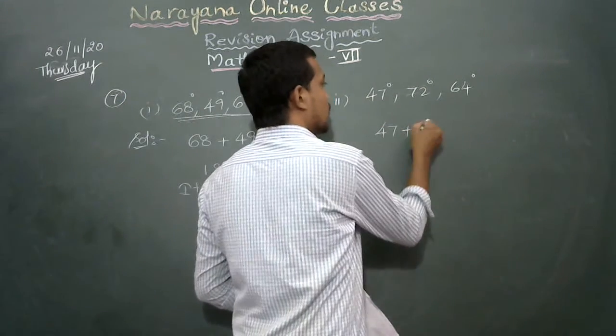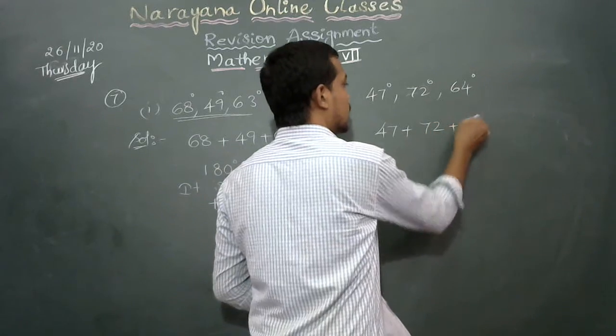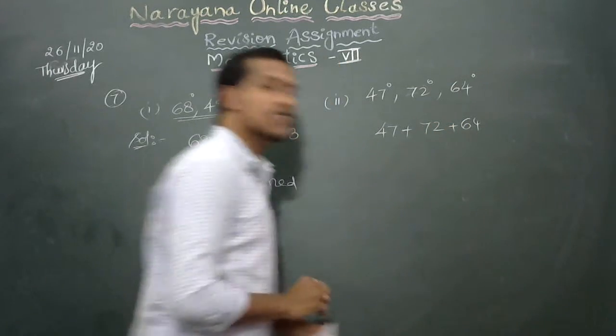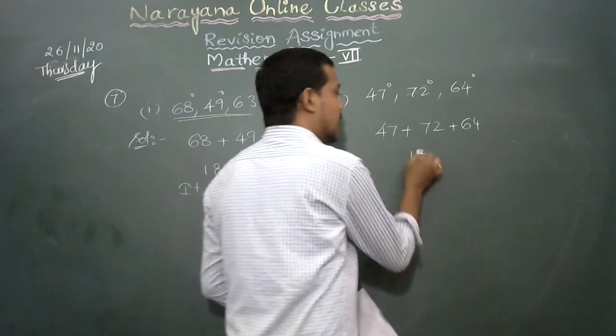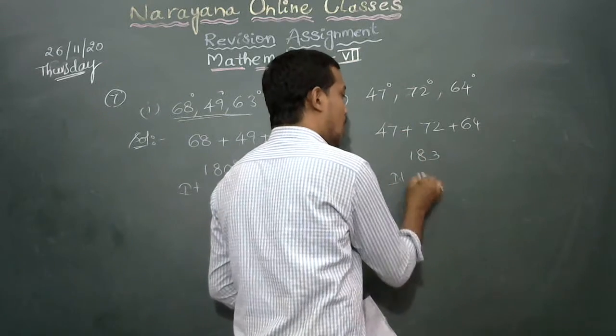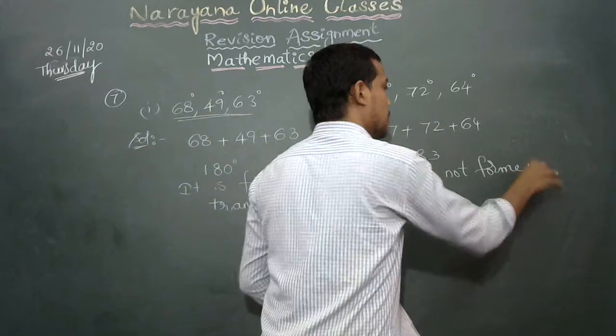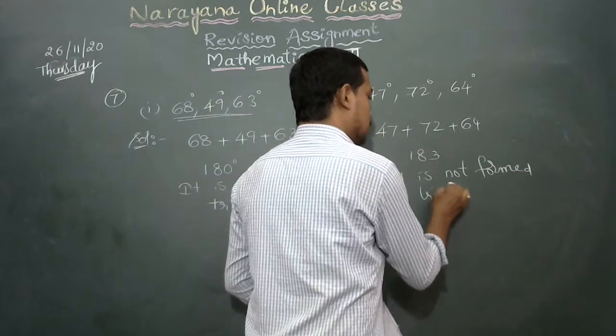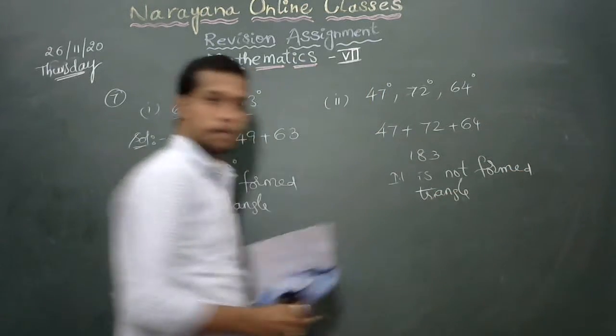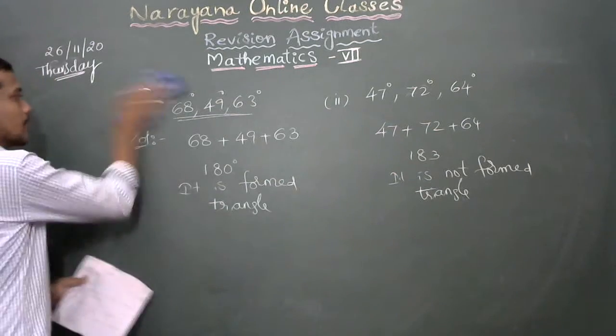So here 47, 72, 64. If I add these three, we get 183. So a triangle is not formed.